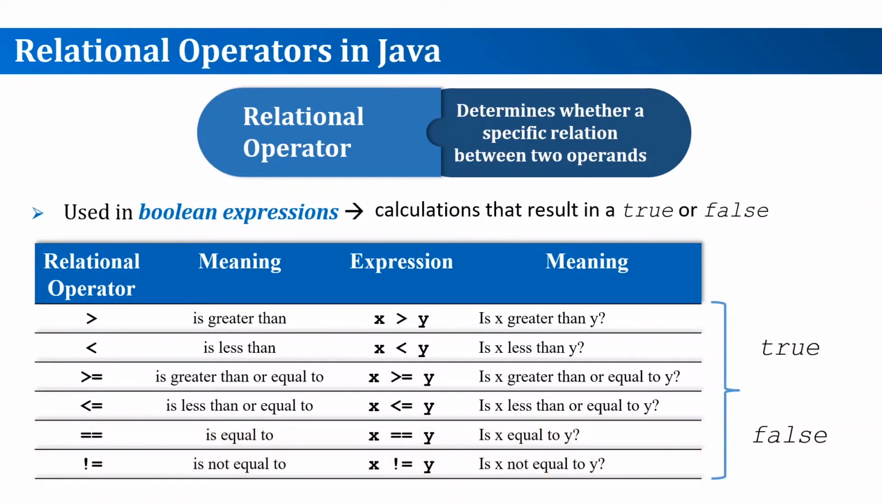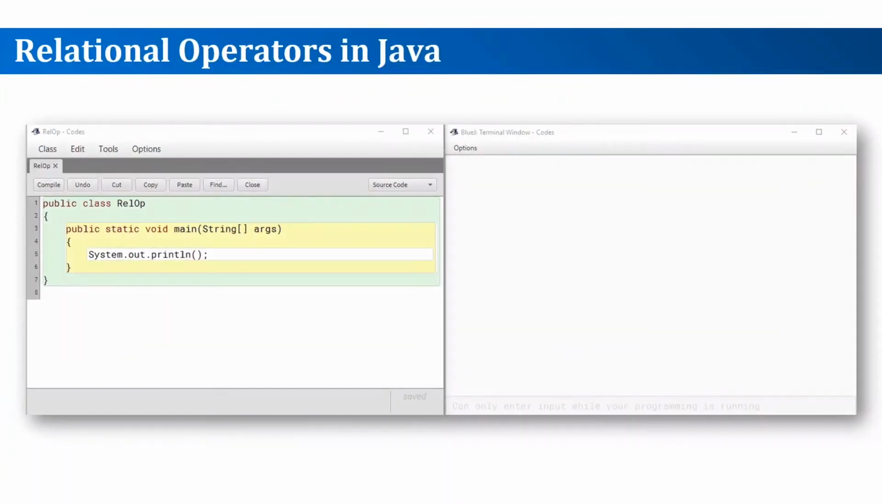Let's see a few examples of how to use these relational operators. First, I'm checking if 5 is greater than 2. Java evaluates the expression and prints true. Then I reverse the operator and check if 5 is less than 2, which is false.